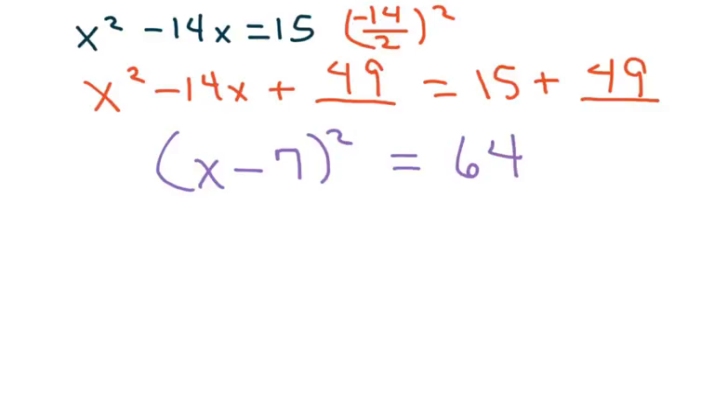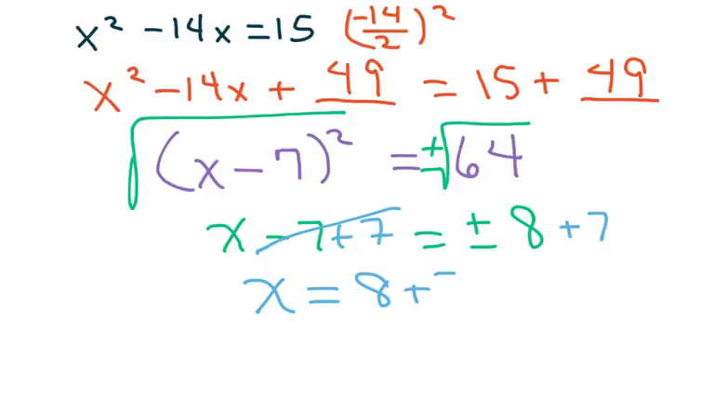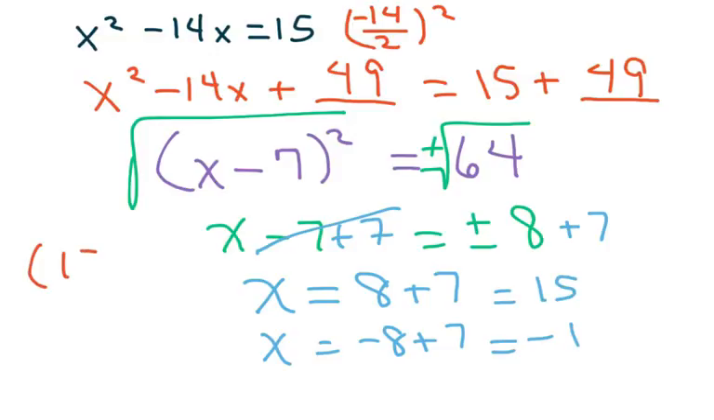Now we're going to square root both sides. So we get x minus 7 equals plus or minus 8. Now we're going to add 7 to both sides. That cancels out. That's why we're solving for x here. So we get 8 plus 7, and x also equals negative 8 plus 7. This equals 15. This equals negative 1. So my solutions are (15, 0) and (negative 1, 0).